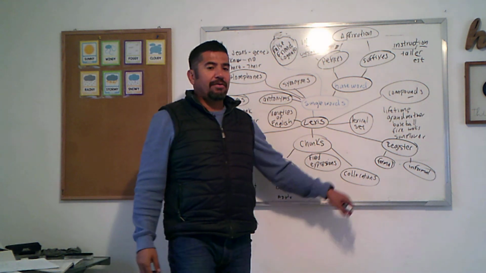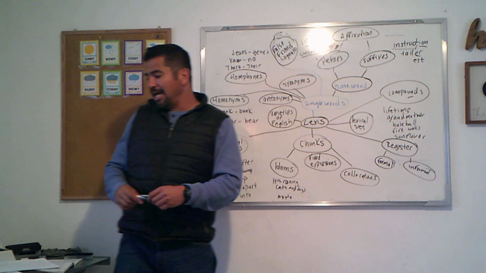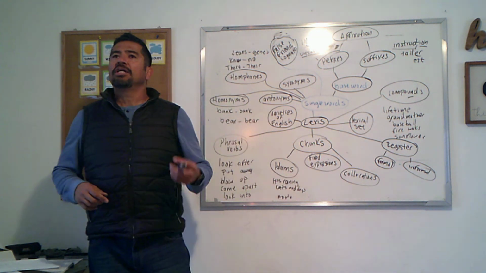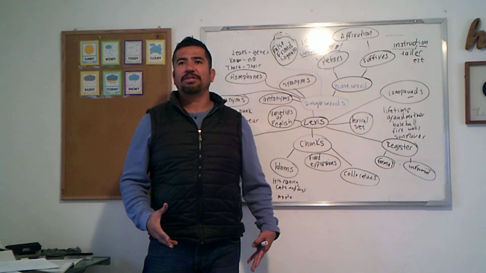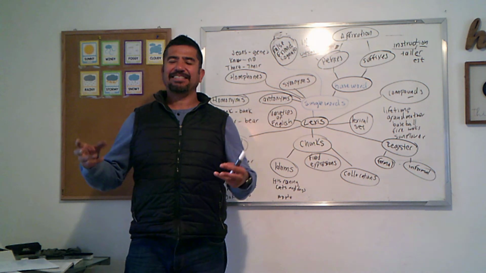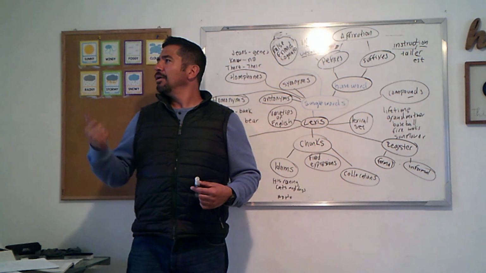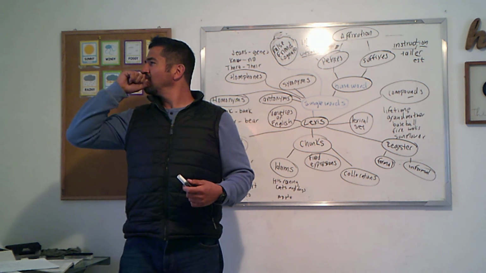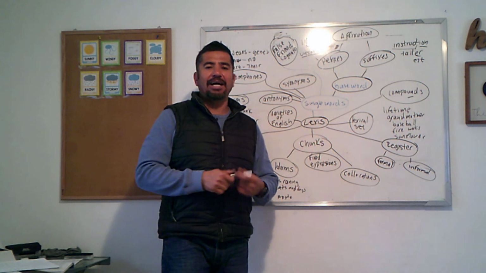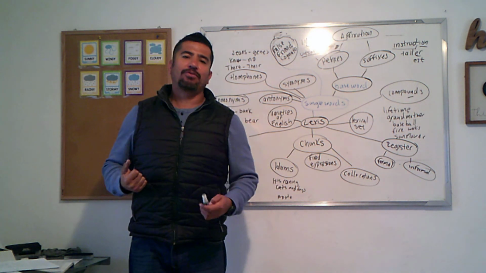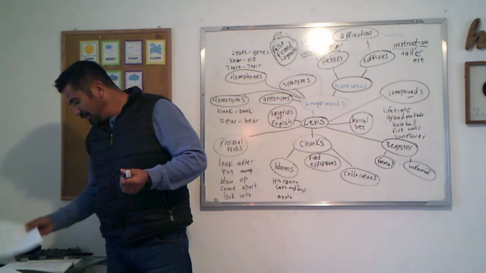Now, we also have, as a subcategory of chunks, collocations. Now, collocations are words that usually come together because they kind of make sense, they sound right. Yes, for example, fast food. Fast food. You don't say rapid food or quick food. They come together. They usually collocate together.